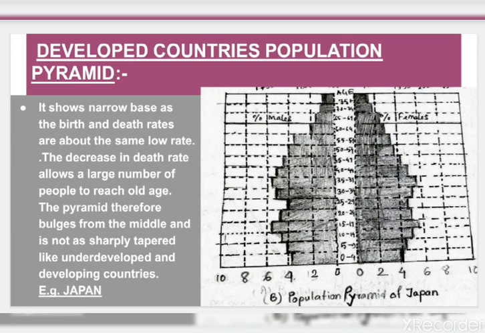Okay, the third one is developed countries population. Here I have mentioned Japan's population pyramid. If you see this population pyramid, it shows a narrow base as the birth and death rates are about the same low rate. The decrease in birth rate allows a large number of people to reach old age. The pyramid therefore bulges from the middle and is not as sharply tapered like the underdeveloped and developing countries.